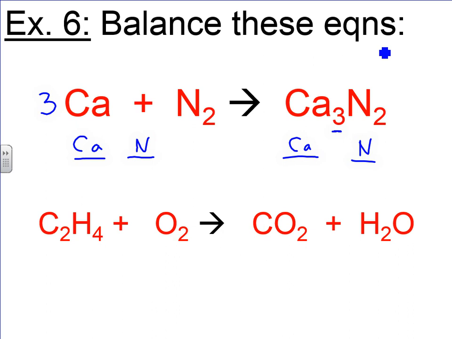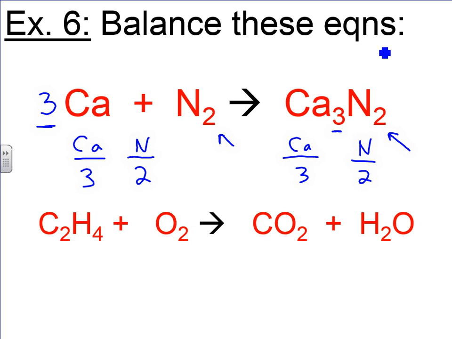Now, if you take a look, I've got 2 nitrogens on the right and 2 nitrogens on the left, so the nitrogens are balanced. My calciums, I have 3 of each. My nitrogens, I have 2 of each. I have balanced the equation, and this was really simple. All you had to do was put a 3 in front of the calcium. Alright, let's do the second one. Let's do the same thing.